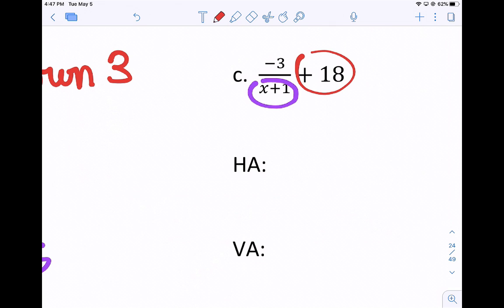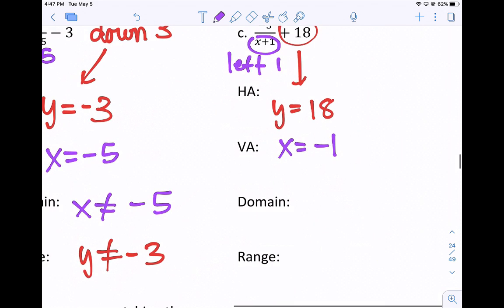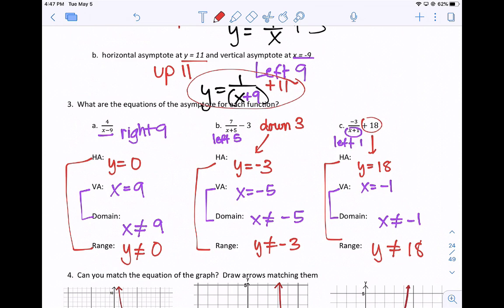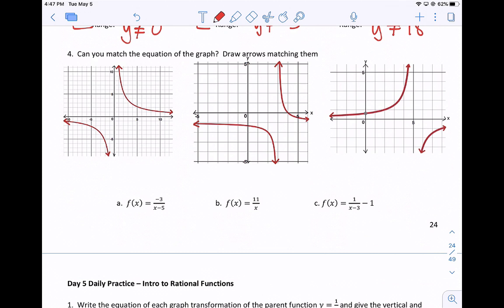Okay, so the horizontal asymptote deals with going up and down. So this goes up 18, so the asymptote also shifts up 18. And this also goes to the left 1, so the vertical asymptote will shift left 1 as well, so x equals negative 1. The domain is everything except the vertical asymptote, and the range is everything except the horizontal asymptote. Okay, so I'll ask you questions that deal with looking at the equation and telling me the asymptotes, domain and range. And then lastly, can you match the equation of the graph?